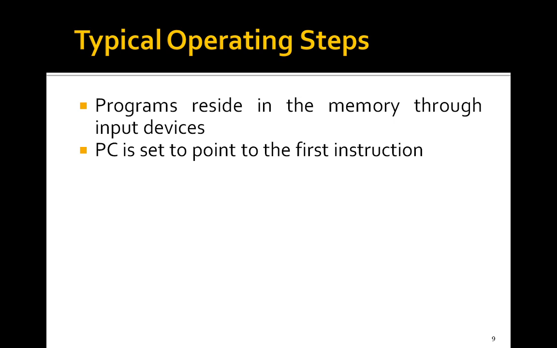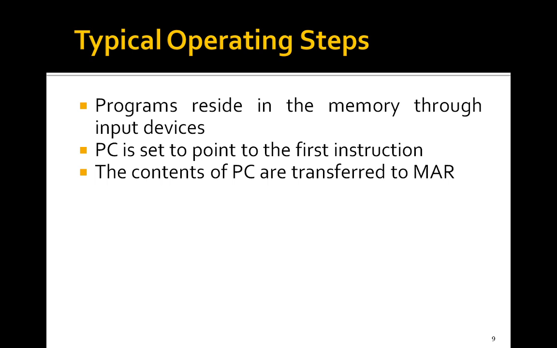So what is PC? PC will always hold the next instruction to be executed. Since now we are beginning the execution of the program, initially PC will always be pointing to the first instruction of the program. Then the contents of the PC are transferred to MAR. MAR is the memory address register. MAR will contain the address of the memory location to be accessed, because that instruction's address will be stored in MAR now.